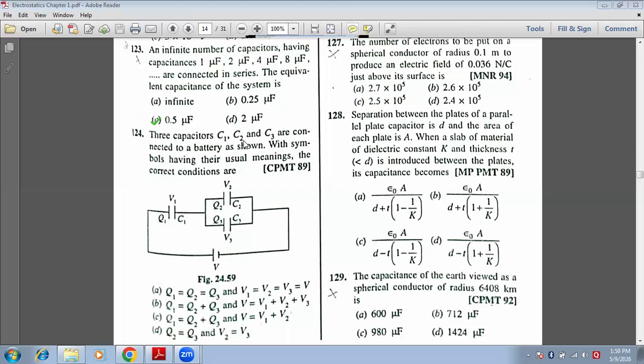Three capacitors C1, C2 and C3 are connected to a battery as shown. With symbols having their usual meanings, the correct conditions are: option A, Q1 = Q2 = Q3 and V1 = V2 = V3 = V; option B, Q1 = Q2 + Q3 and V = V1 + V2 + V3; option C, Q1 = Q2 + Q3 and V = V1 + V2; option D, Q2 = Q3 and V2 = V3. Correct answer: option C, Q1 = Q2 + Q3 and V = V1 + V2.